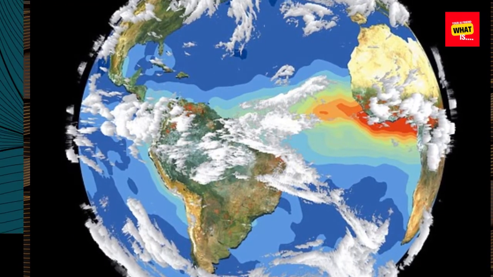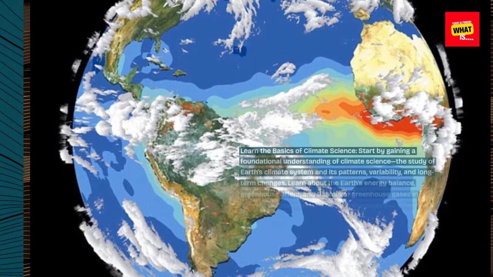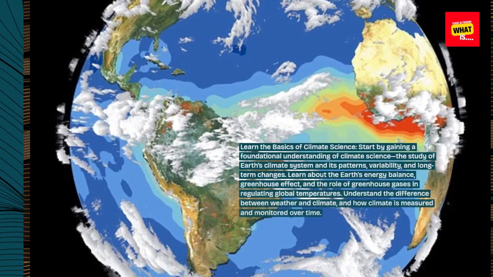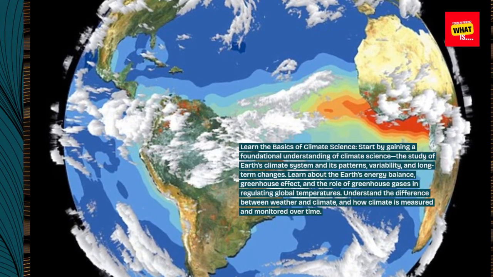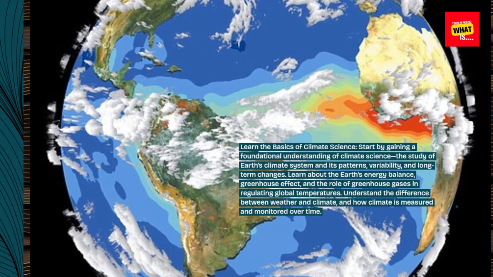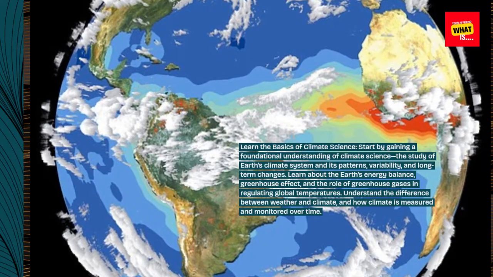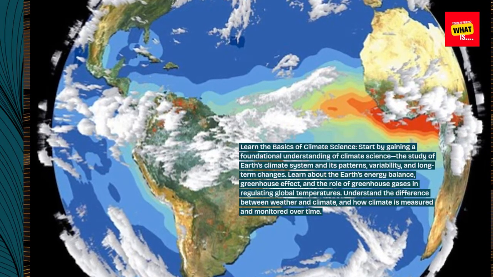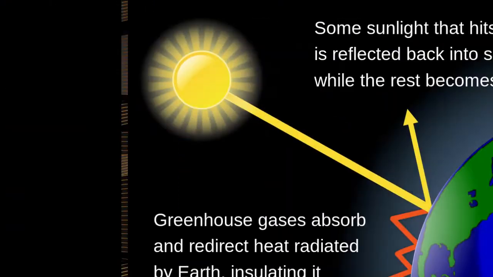Learn the basics of climate science. Start by gaining a foundational understanding of climate science, the study of Earth's climate system and its patterns, variability, and long-term changes. Learn about the Earth's energy balance, greenhouse effect, and the role of greenhouse gases in regulating global temperatures. Understand the difference between weather and climate, and how climate is measured and monitored over time.